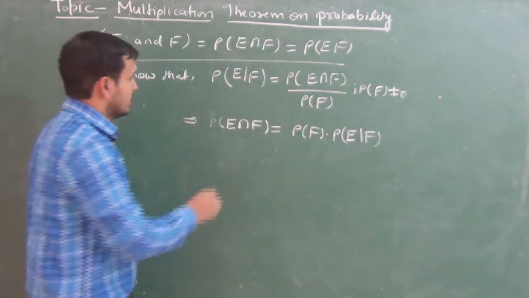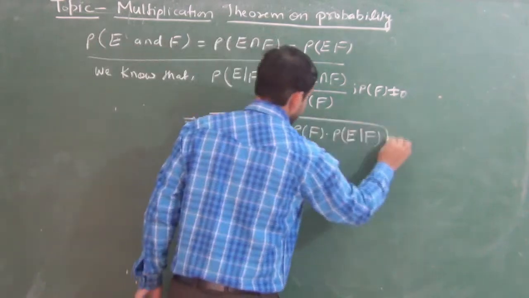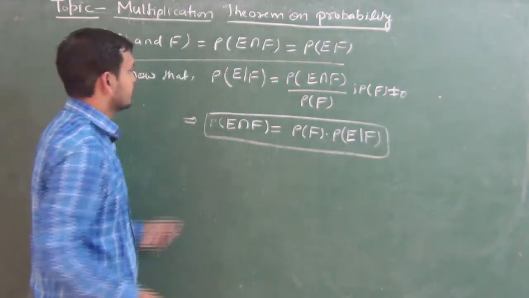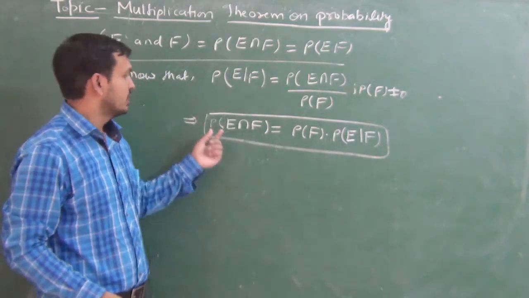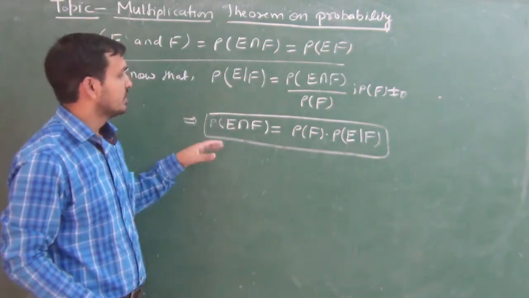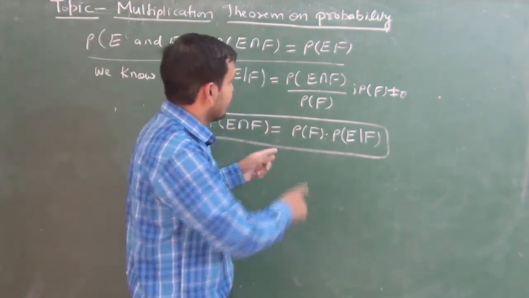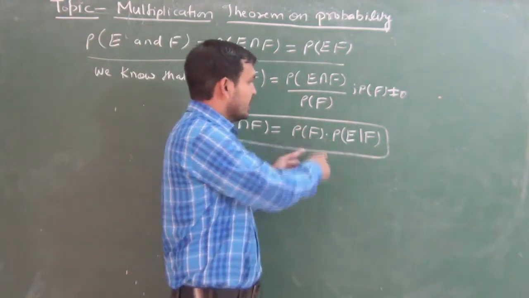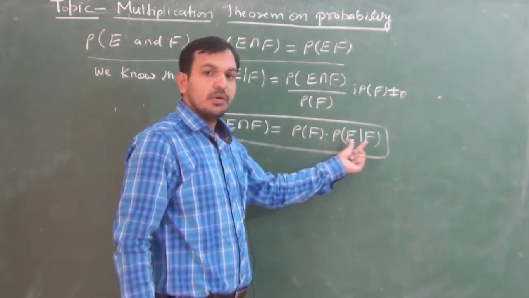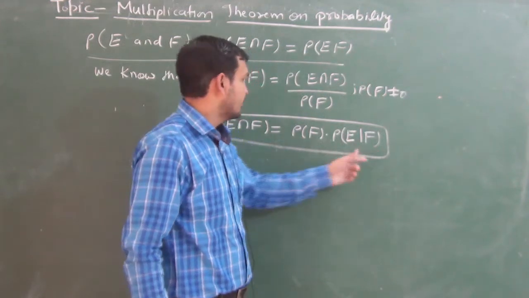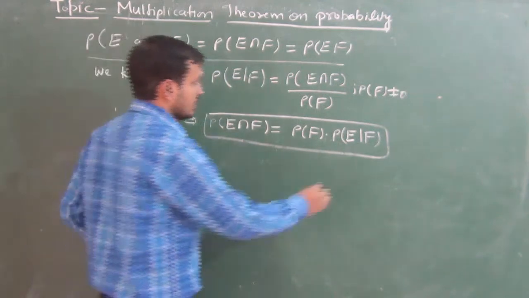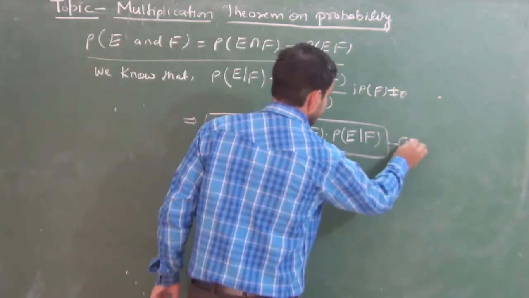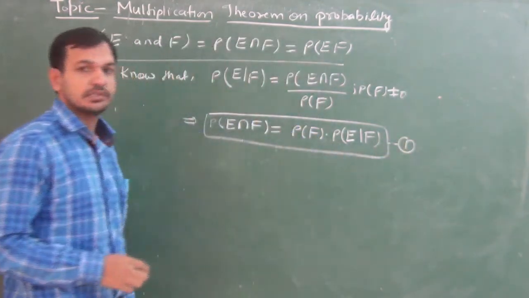Clear? So it means if we want to find the probability of E and F together, it means probability of E intersection F, then if we have the probability of F and probability of E when F has occurred, then we can find the probability of E intersection F. Let us consider this as equation number first.